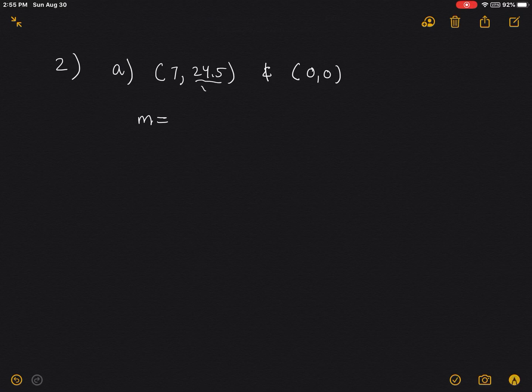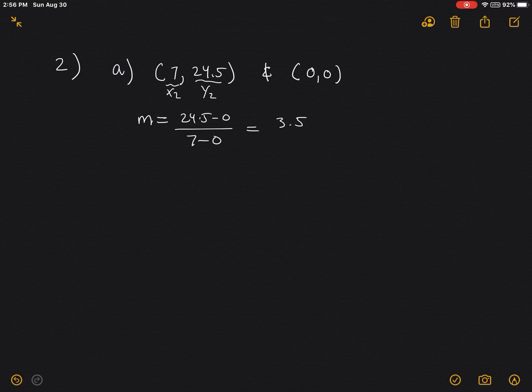So changing y, I'm going to call this my y2, and this guy my x2. I'm going to do 24.5 minus 0 over 7 minus 0. Okay, so if you calculate that, you're going to get 3.5. And there's your slope. All right, but we're also asked to interpret what the slope means.